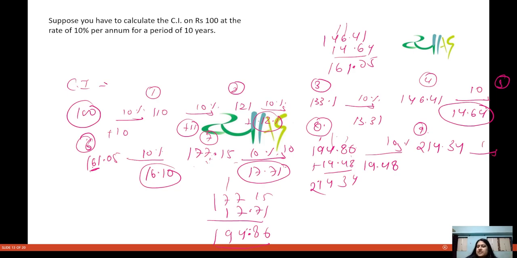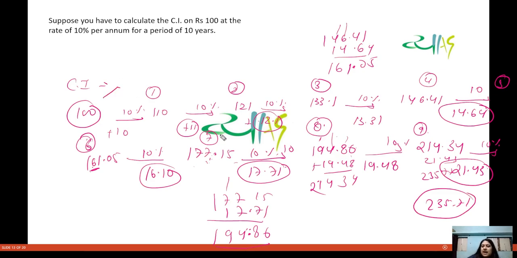Okay, and 10% again. So 21.43 should be your interest. So this becomes 235.71. So your 100 rupees after 10 years of compound interest became 235.71. What is the increase? 135.71% increased. So compound interest is how much?